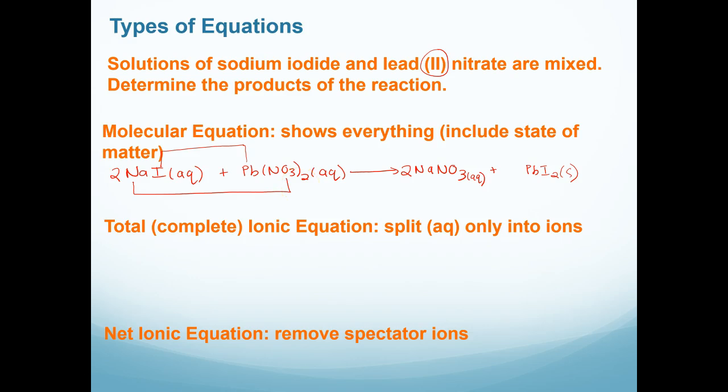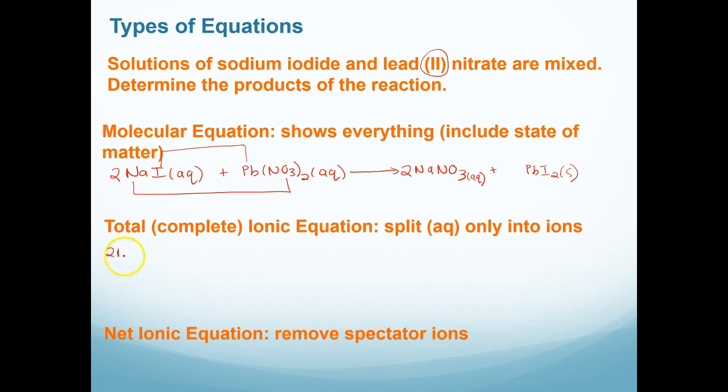The next thing is we want to write our total or complete ionic equation, and we're only going to split the substances that have aqueous next to it. And we want to keep in mind the number of those ions we have. So this 2 means I have 2 sodium ions. I have 2 iodide ions. So let's go ahead and write that out.